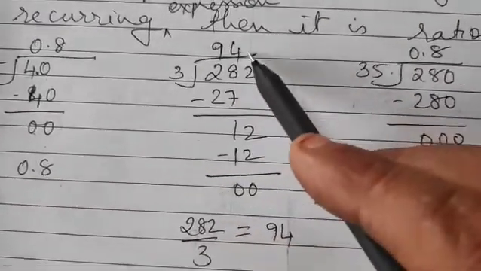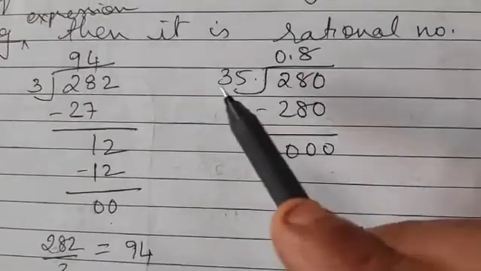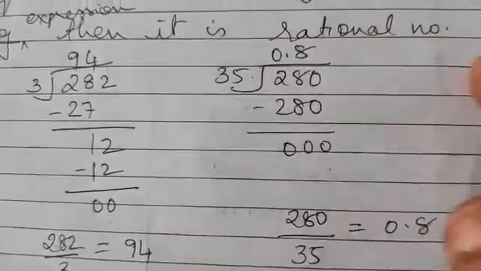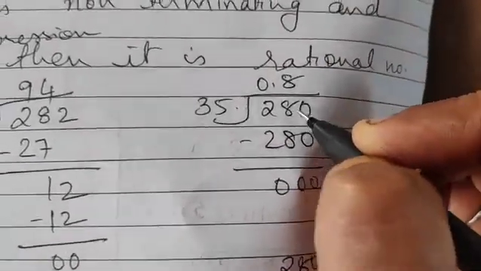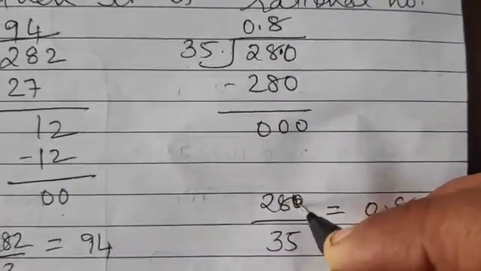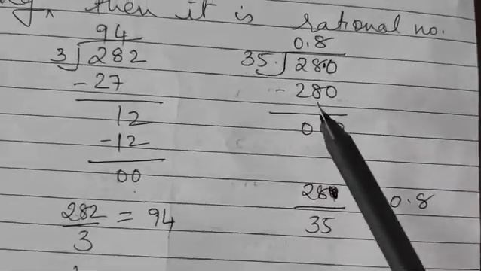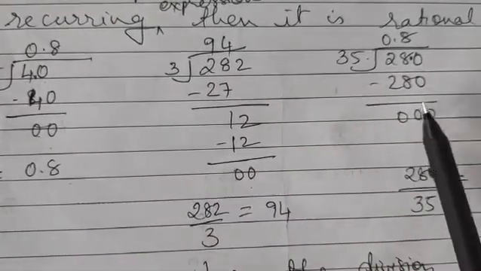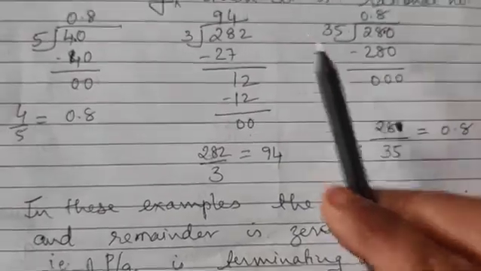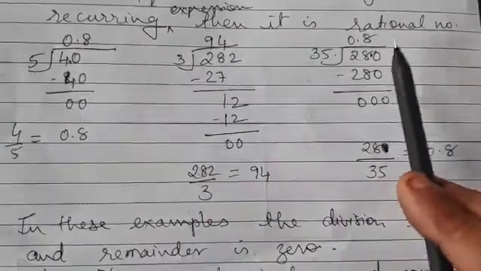282 by 3, 94 will be the quotient, and the remainder is 0. Then 28 by 5. You cannot divide, so 0.8, okay? When you divide 28 by 5, you will get 0.8. Now, in all these three cases, you find that you are getting 0 as a remainder. So, when 0 is the remainder, it means that the division is completed. It is terminated. In that case, the answers are not recurring.